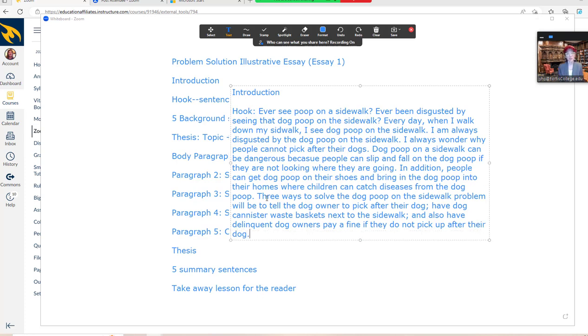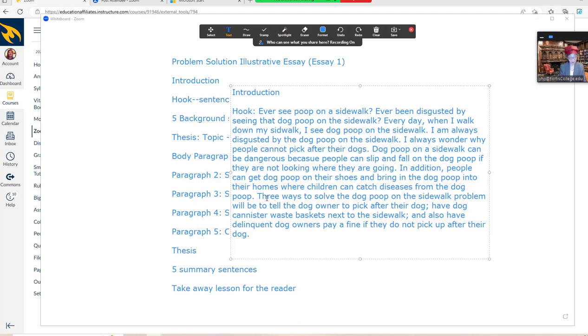So three ways in which you could solve this problem is to, if you see the dog owner forget, then you politely tell them you should pick up after your dog. Solution number 2 is to place dog canisters, in other words, like waste paper baskets with plastic bags, where you could go get a plastic bag and then you pick up after your dog and then you can throw it away, and you have that canister next to the sidewalk. And then last but not least, you can have the county have the dog owners pay a fine if they catch you not picking up after your dog. So those are the three ways.